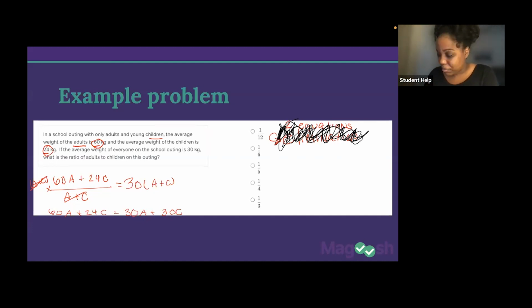Okay, so let's just work through the problem. All right, so negative 30a, negative 30a, right? That gives me 30a plus 24c equals 30c. And I don't like negatives, so I'm going to take 24c and subtract it on both sides. And that gives me 30a equals 6c. Did everyone get here?